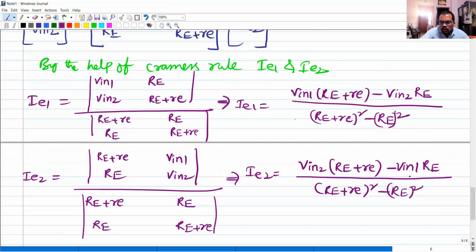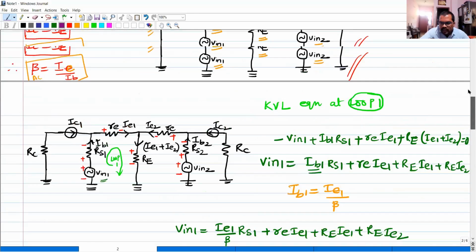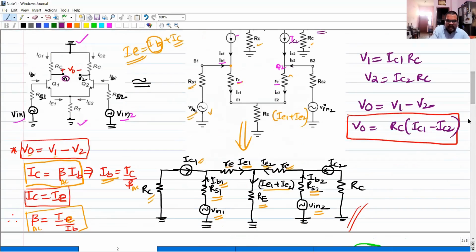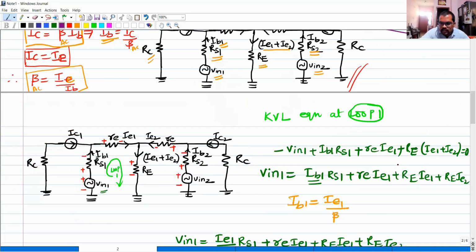Now see this equation here. Initially we calculated V0 is equal to RC into IC1 minus IC2. The same equation here. Once again, what is the IC? IC is approximately equal to IE. Yes or no? Yes, sir. IE1 minus IE2, right? We have already calculated the IE1 equation as well as the IE2 equation. Here we have to calculate V0.